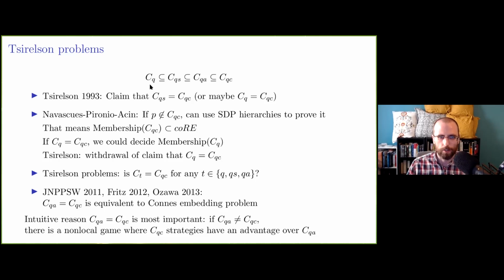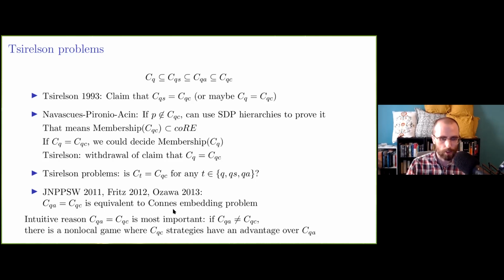The question is whether or not any of these sets, CQ or CQS or CQA, are equal to CQC. And people noticed that out of these, the last pair, CQA equal to CQC, is equivalent to the Connes embedding problem. It was noticed first that the Connes embedding problem being true would imply the equality here. This was noticed by Fritz and also by Junge, Navascués, Palazuelos, Pérez-García, Scholz, and Werner. And then Ozawa proved that the equality here is actually equivalent to the Connes embedding problem.